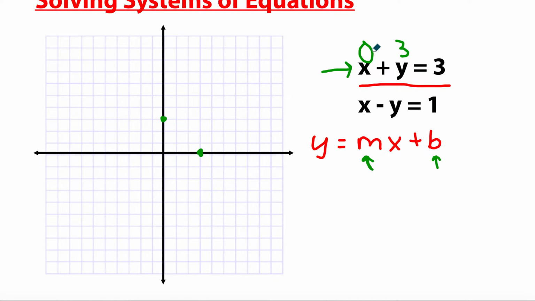I could keep going forever and ever, figuring out I could do 6 and -3, I could do -3 and 6, so on and so forth. And that is actually where we get this line from. So if I were to rearrange this to get it in y equals mx plus b form, it would look like this: y equals -x plus 3. Okay, and I could graph this line, and let's do that now.